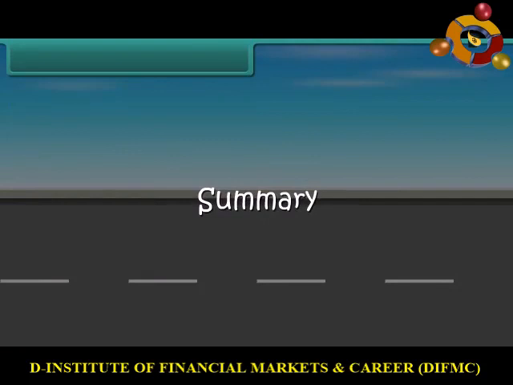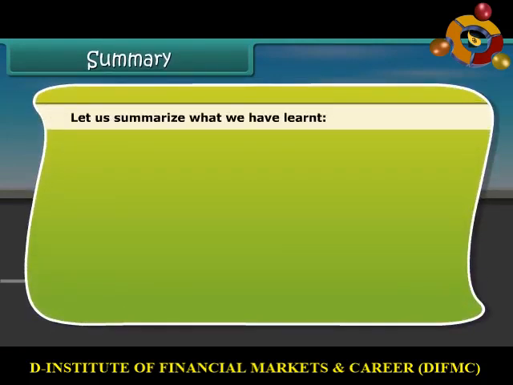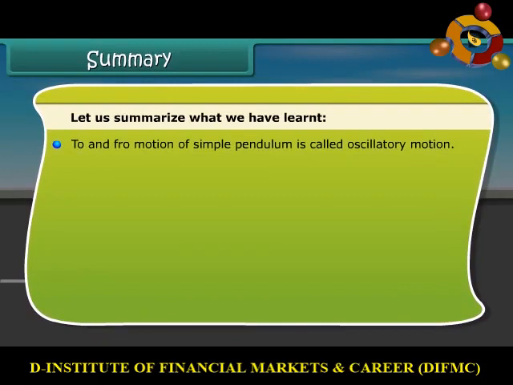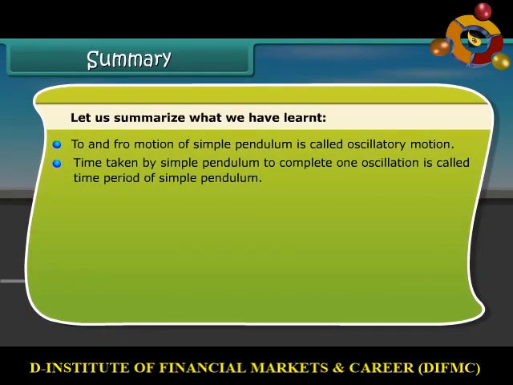Summary. Let us summarize what we have learned. To and fro motion of a simple pendulum is called oscillatory motion. Time taken by a simple pendulum to complete one oscillation is called the time period of the simple pendulum.